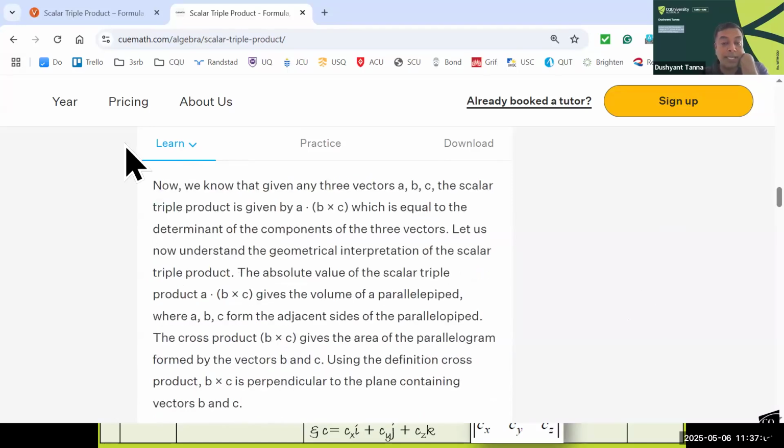Okay, so to understand the geometrical interpretation of the scalar triple product, the value of the scalar triple product is the volume of the parallelepiped, where A, B, C are the adjacent sides of the parallelepiped. So it's a parallelogram raised to 3D, where the base is a parallelogram. Yeah, it's been raised to 3D.